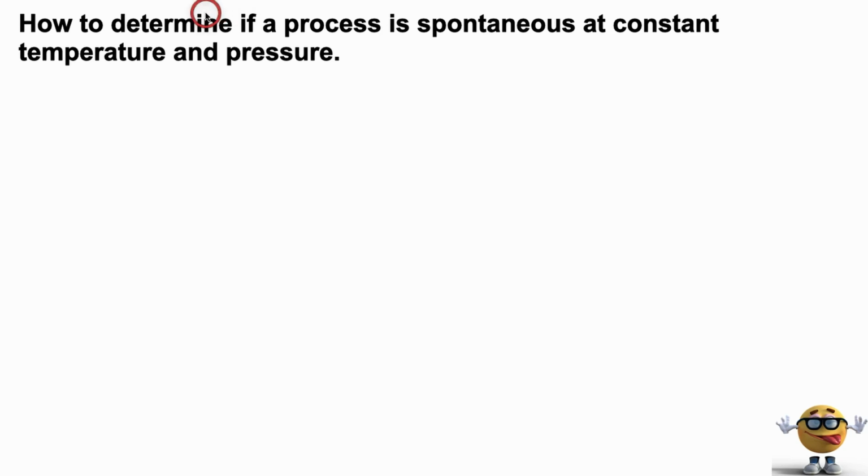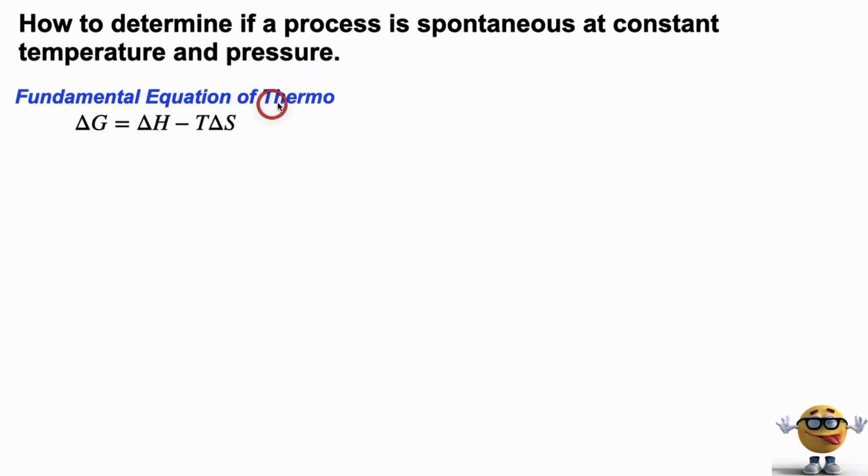Alrighty, gang, I'm going to show you how to determine if a process is spontaneous at a constant temperature and pressure. And there's many ways to do that. I've got links in the description using phase transitions as an example. But in this video, I'm going to use the fundamental equation of chemical thermodynamics.